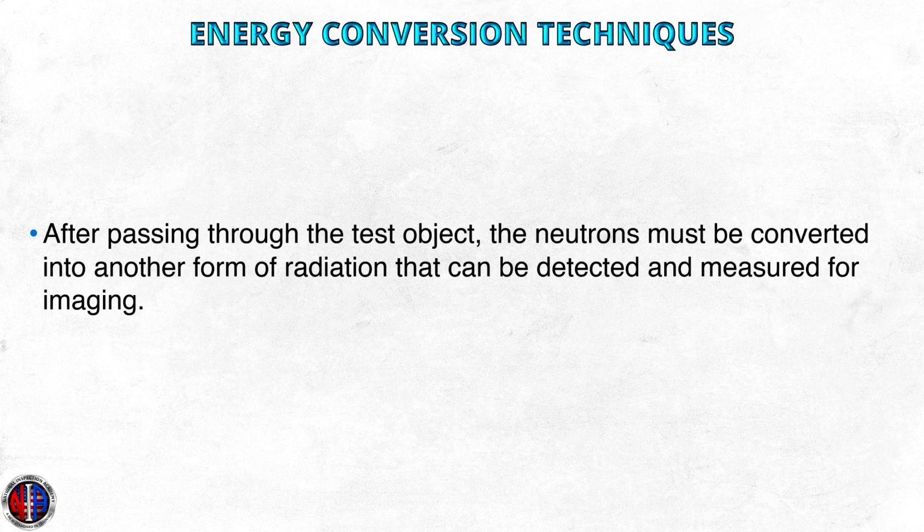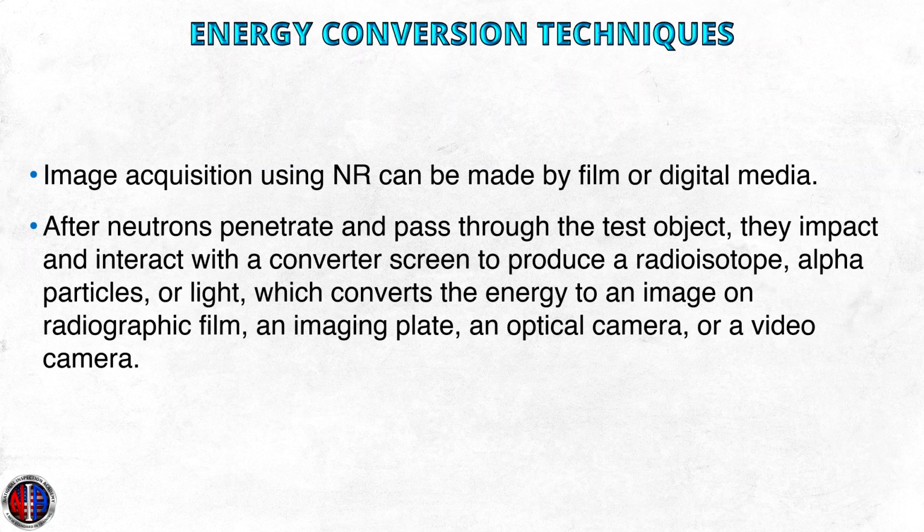Energy conversion techniques. After passing through the test object, the neutrons must be converted into another form of radiation that can be detected and measured for imaging. As with gamma and X-ray radiography, image acquisition with neutron radiography can be made by film or digital media. After neutrons penetrate and pass through the test object, they impact and interact with a converter screen to produce a radioisotope, alpha particles, or light, which converts the energy to an image on radiographic film, an imaging plate, or optical camera, or a video camera. However, the image medium selected is dependent on the energy conversion technique.